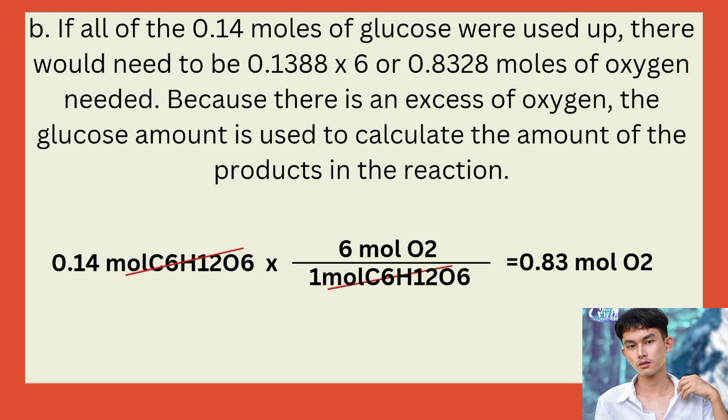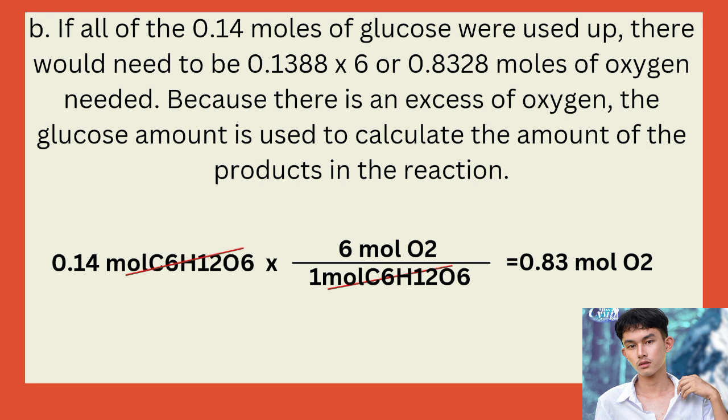If all of the 0.40 moles of glucose were used up, we would need 0.40 times 6, or 2.4 moles of oxygen, because there is an excess of oxygen. The glucose amount is used to calculate the amount of the product in the reaction. The text identifies the limiting reactant in the chemical reaction by calculating how much of one reactant is needed to fully consume the other. Because there is an excess of oxygen, glucose is the limiting reactant.